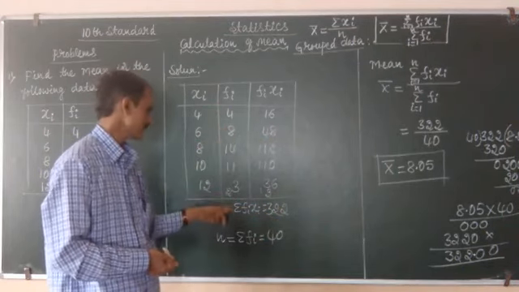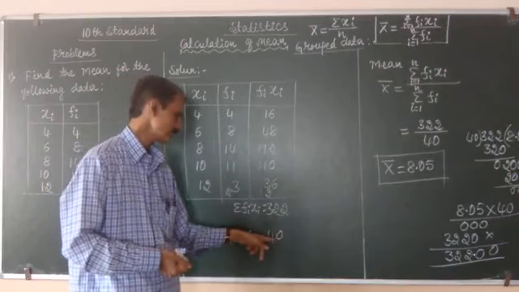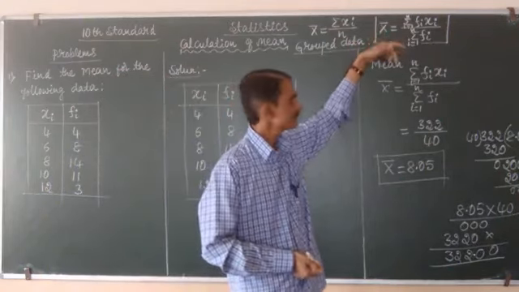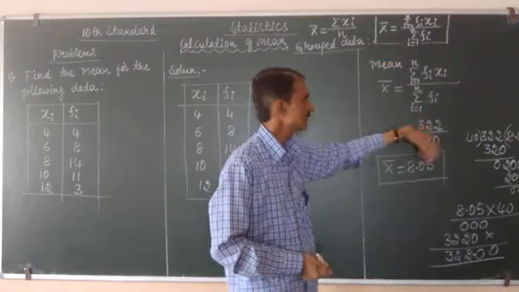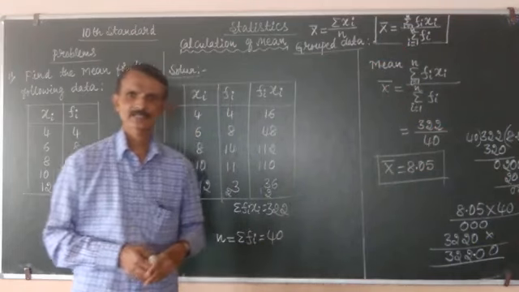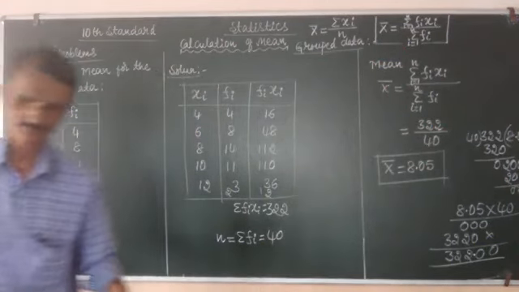If you add fi, sigma fi will be 40. Then write down the formula. Substitute the values and divide, and you will get the value of the mean. Okay, we will see the next problem.